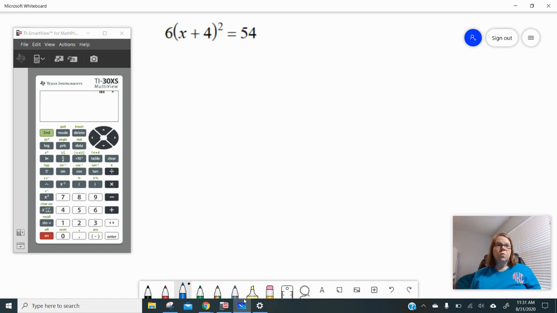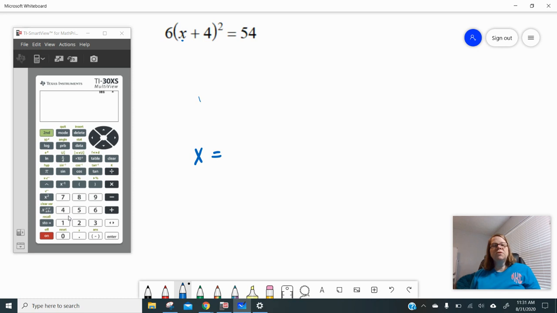First things first, when you look at a problem like this and you're told to solve it by taking square roots, what you want to do first is think, okay, my goal is to get this x equal to something over here. Your teacher might say you're going to isolate the variable, and that just means you want to get rid of all the rest of the stuff so that you just have x equals.